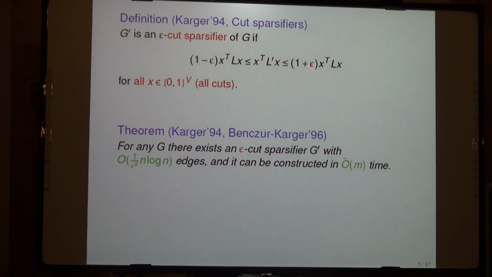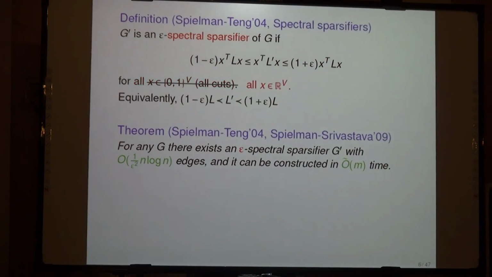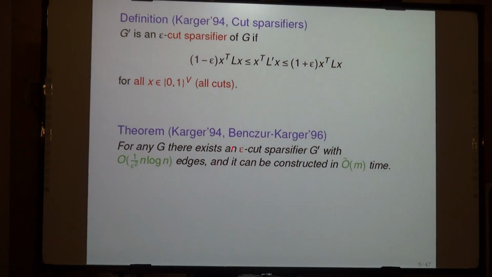This can be phrased in terms of the quadratic form of the Laplacian as x transpose L prime x is sandwiched between 1 minus epsilon times x transpose L x and 1 plus epsilon times x transpose L x. And this should hold for all cuts. This is the same as ensuring this condition for all x in {0, 1}^V. Okay. And in '94 and '96, this is a result by Karger, and of '96 by Benczúr and Karger, it was shown that any graph G with any number of edges admits an epsilon cut sparsifier with order 1 over epsilon squared times log n edges.